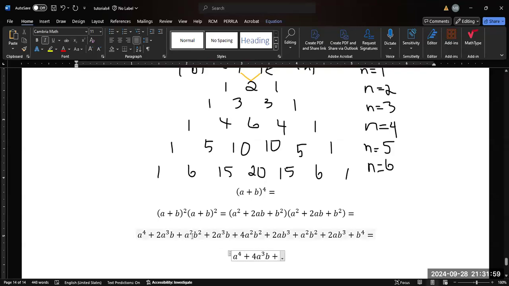And then my a squared b squareds will be the next one down. So there's 1 there, there's 4 there, and there's 1 there. So that's 6a squared b squared. And then I need b cubes. 2ab cubed and 2ab cubed is 4ab cubed. And then there's only 1 b to the fourth. So this is exactly what we expected to get. 1, 4, 6, 4, 1.